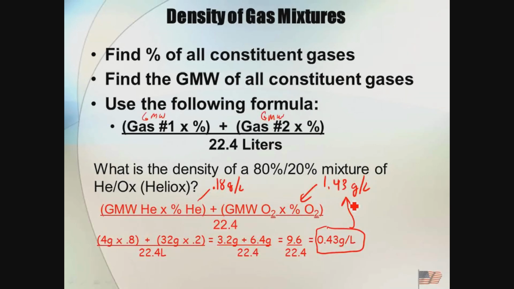I'm going to put that down. I would anticipate seeing a problem of this nature on the next test. Just because. Everybody see where we got the numbers from? All right. Can I go?